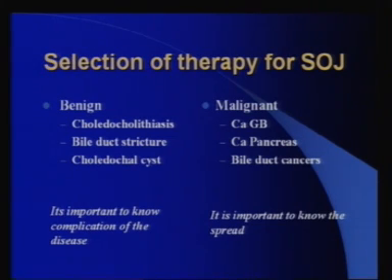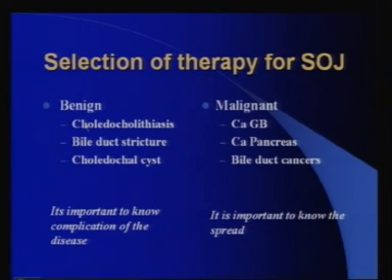Benign entities are common ones. I have just picked up 6 conditions because otherwise the list is quite endless, but they would give us a bird's eye view of certain types of situation one is more commonly likely to encounter. Benign entities are choledocholithiasis, bile duct strictures, choledochal cysts, and in the malignant, CA gallbladder, CA pancreas, and bile duct cancer.